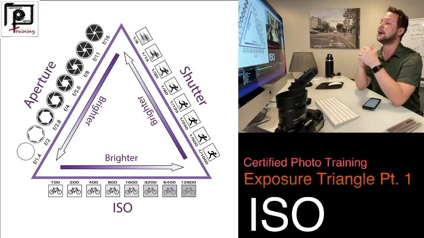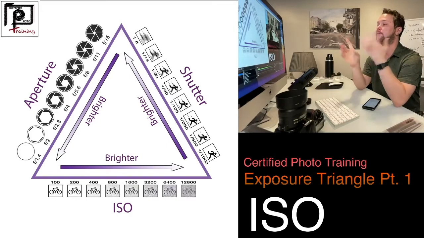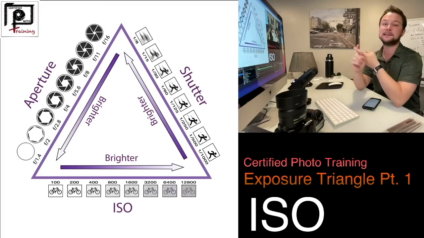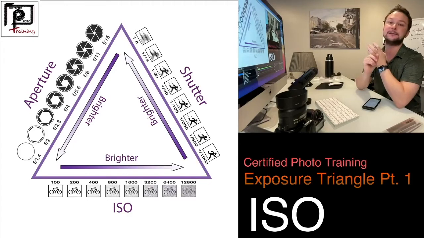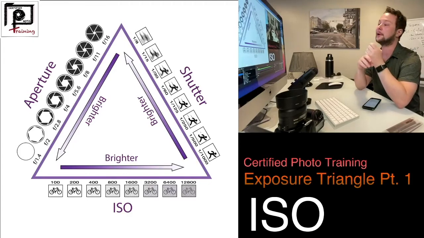So I want to recap what we just talked about before I go any further. 100 to 200 is one stop brighter. 200 to 400 is one stop brighter. 400 to 800 is one stop brighter. 800 to 1600 is one stop brighter. Okay, 400 to 1600 is two stops brighter.